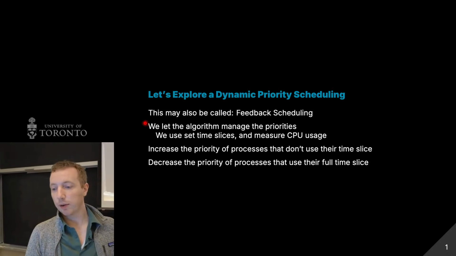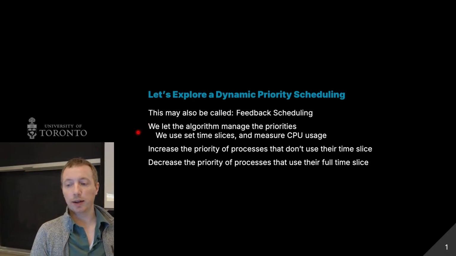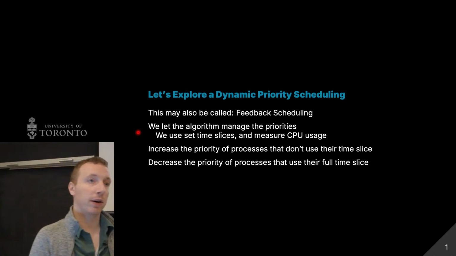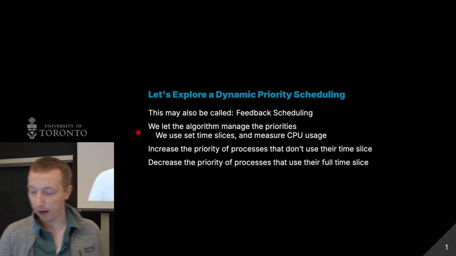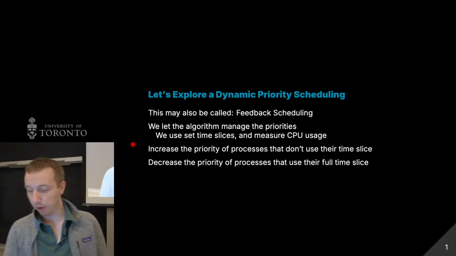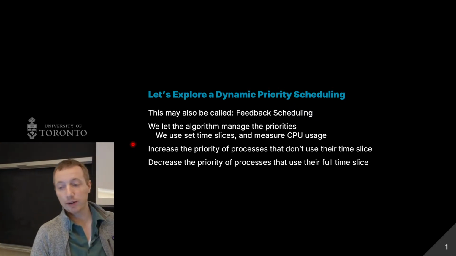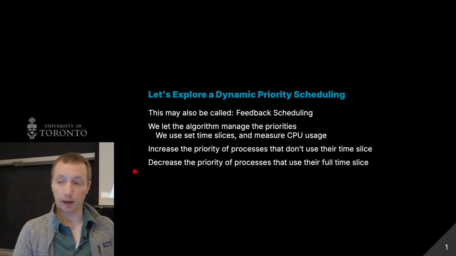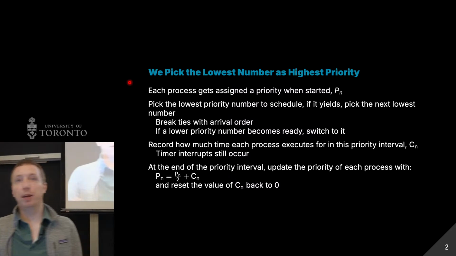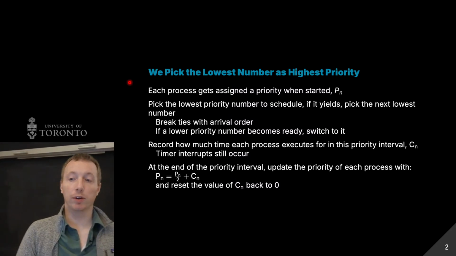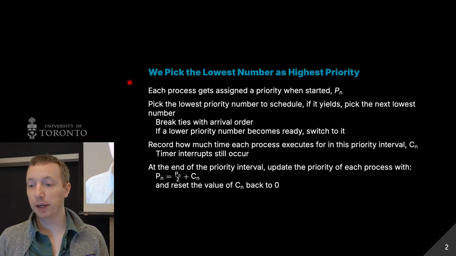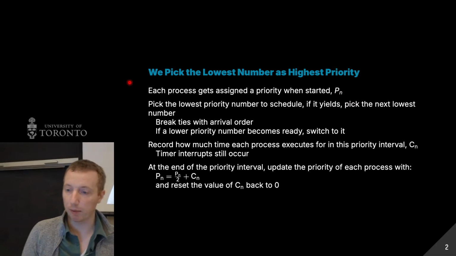So we let this algorithm manage the priorities, we set time slices, and in this scenario, we measure CPU usage to figure out how long each process has actually executed for. The idea here is we increase the priority of processes that don't use their time slice and decrease the priority of processes that actually use their time slice. For this, we have to pick a number to mean high priority or low priority. In this scenario, a lower number means higher priority, just to make the math a bit easier.